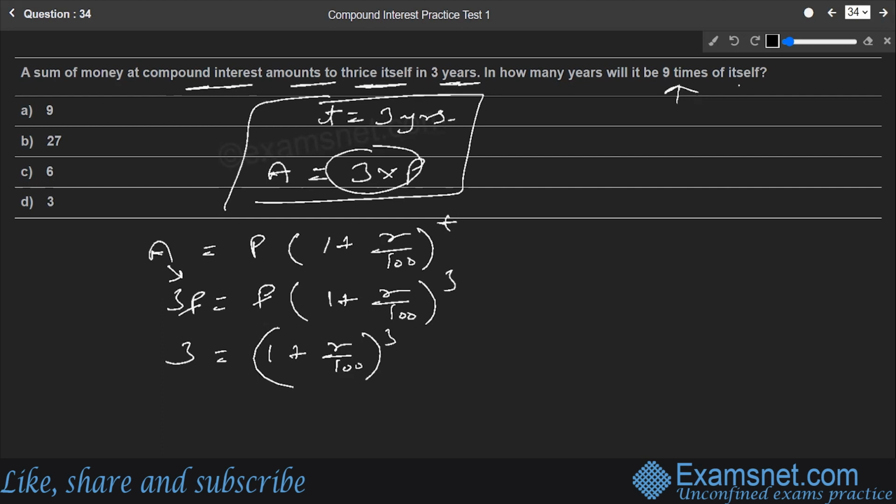Now in this particular equation, what we are supposed to do, he's asking in how many years will it become 9 times. So look at the power on the right hand side, the power is 3, and the number on the left hand side is 3. Right now this equation is suggesting the amount being triple, or 3 times. If we want to know in what time it will become 9 times, we'll have to make the left hand side 9.